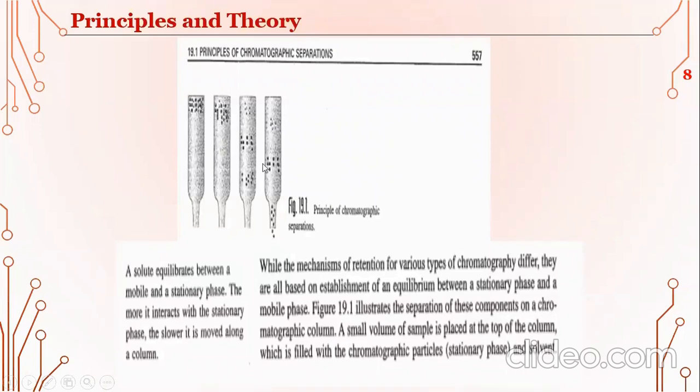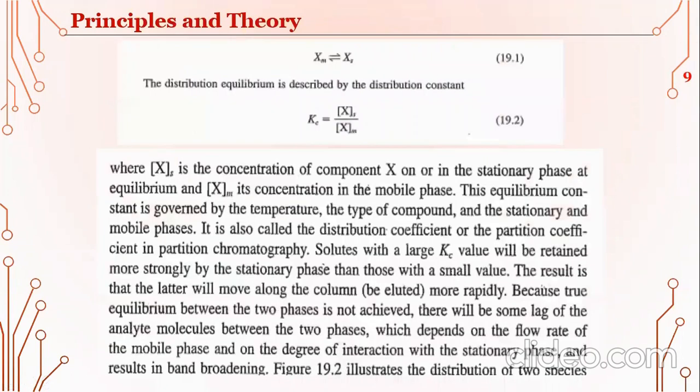Once the equilibrium is reached, this diagram illustrates the separation of these components on the chromatographic column. A small volume of sample is placed at the top of the column, which is filled with the chromatographic particles. The chromatographic particles are known as the stationary phase, and this one is the solvent. After that, you can see the equilibrium between the mobile and the stationary phase.